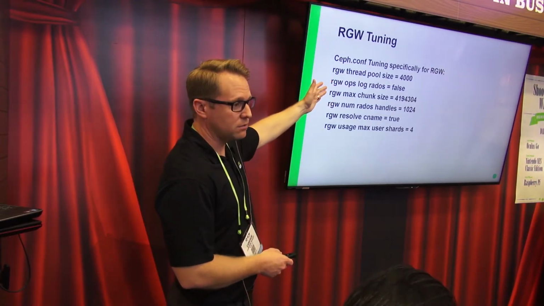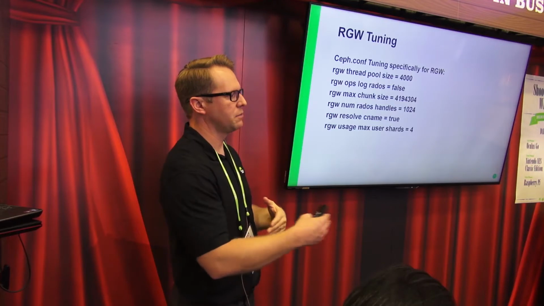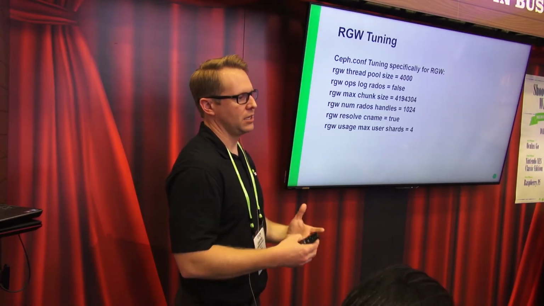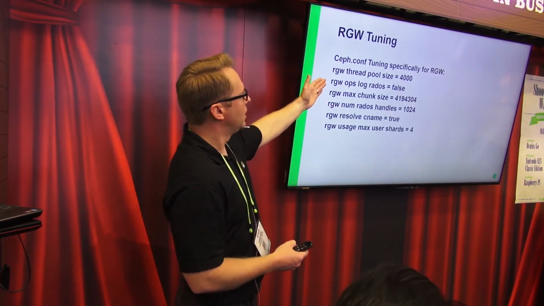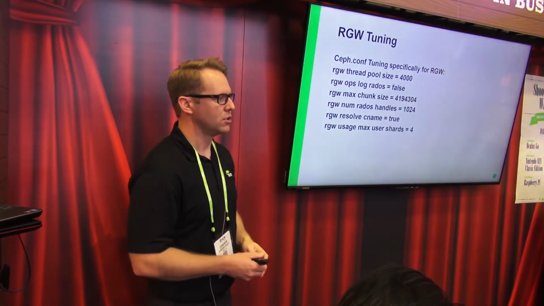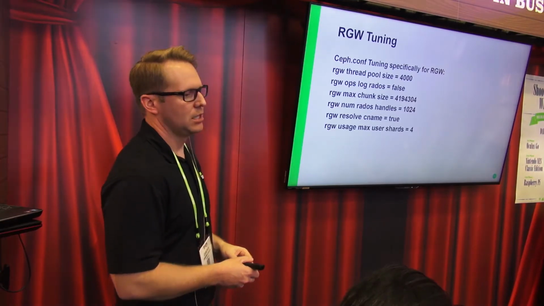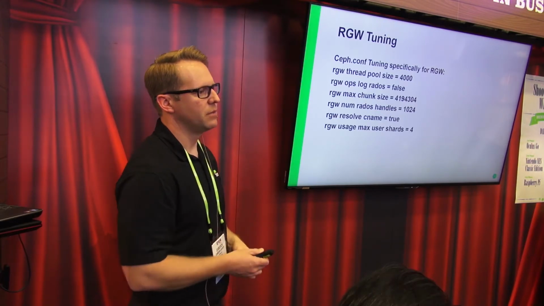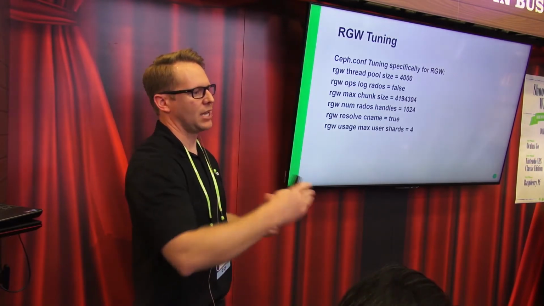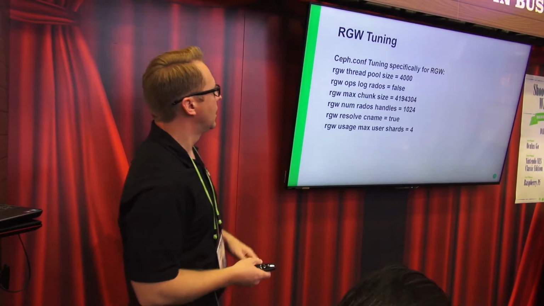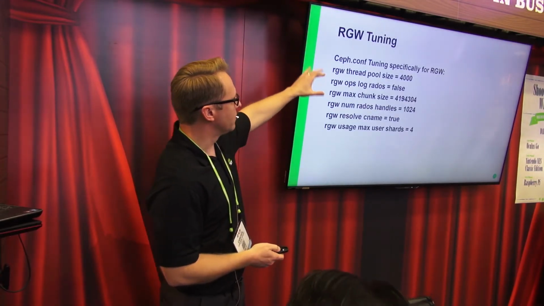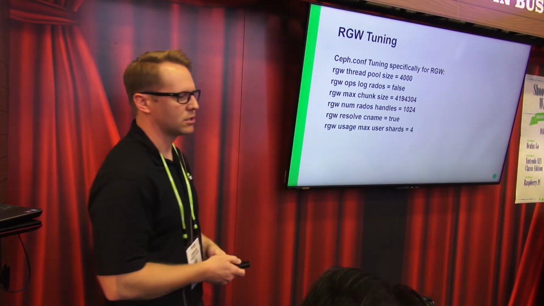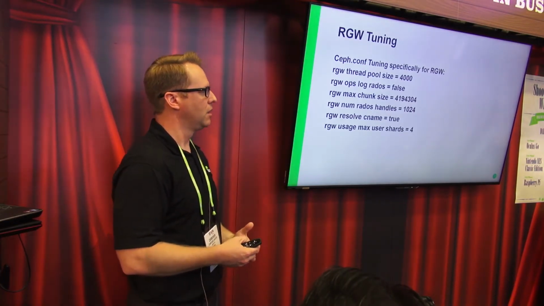I put it at 4,000. I tried higher values. It didn't help increase the performance, which could have been due to our 10 gigabit network. If we had a network on the back end that was a lot larger, and I had bumped up our thread pool size, it may have caused performance to increase. But we couldn't tell because we were saturating our network anyways. So that could be a tunable that you bump up in your cluster if you're running a 25 gig backend or higher.